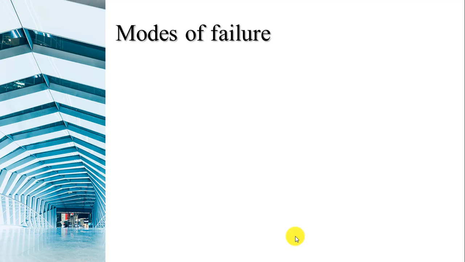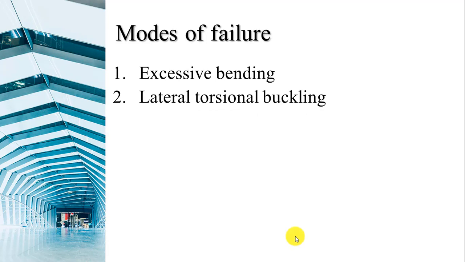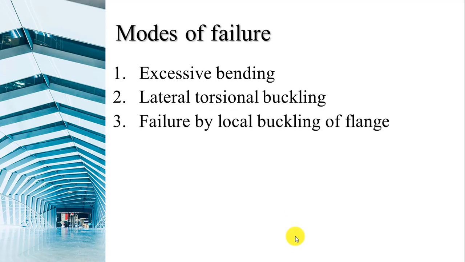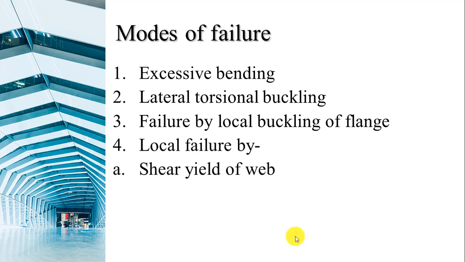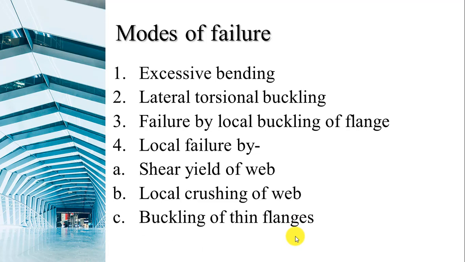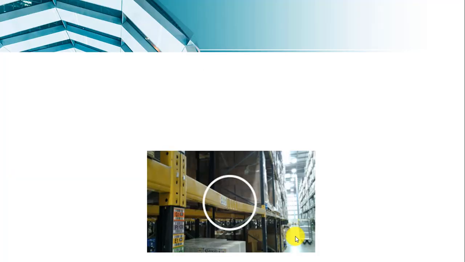For this, there are different modes of failure. The first one is excessive bending, then lateral torsional buckling, then failure by local buckling of the flange, and then local failure is considered. For local failure, there are different cases: shear yielding of the web, local crushing of the web, and then buckling of the thin flanges. So let us see one by one what exactly these different modes of failure for the beam are.